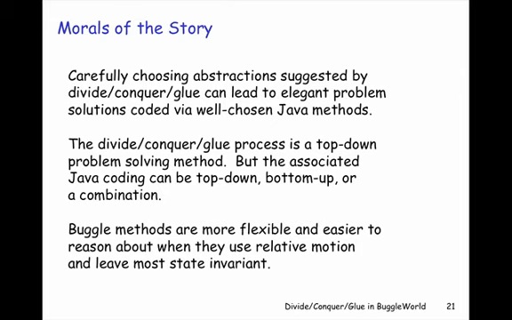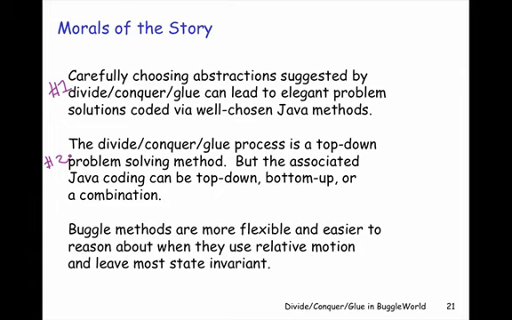So what did we learn here that was important? Well, the number one thing we learned is that it's really important to choose abstractions suggested by divide, conquer, and glue. We use wishful thinking. And then we break our big problems into smaller problems, dividing them. And then the glue is how we glue together the method calls to do the right thing. We also learned that divide, conquer, glue is a top-down process where we start with the problem that we want to solve and break it into smaller problems.